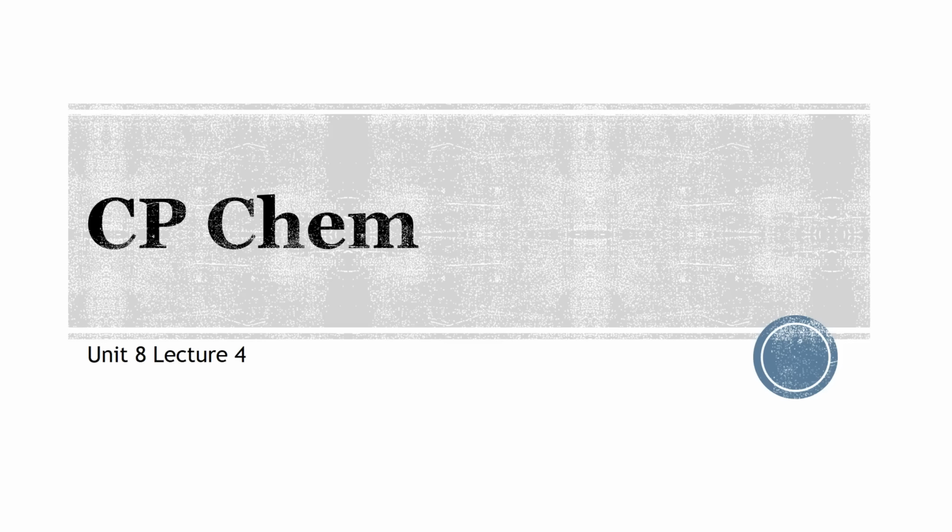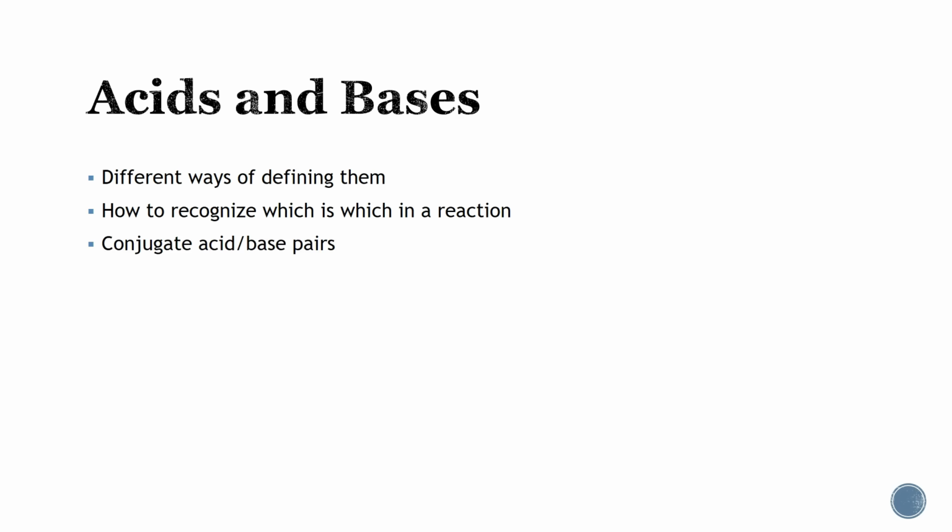All right, we're going to move on to the final lecture for this unit, which is on acids and bases. In this lecture, we'll talk about the different ways we have of defining what an acid and base is. We'll talk about how to recognize what's an acid and what's a base in a chemical reaction. And then we'll learn a little bit about what we call conjugate acid and base pairs. So that's the three main things we're going to focus on.